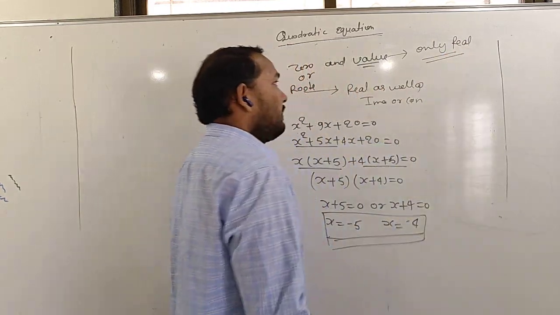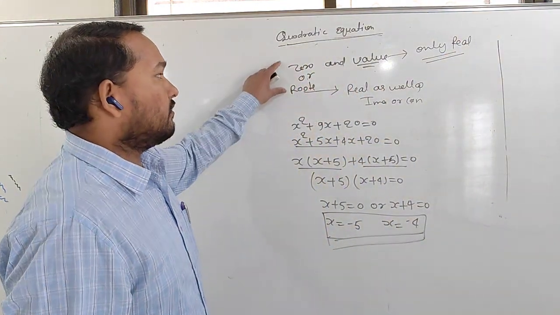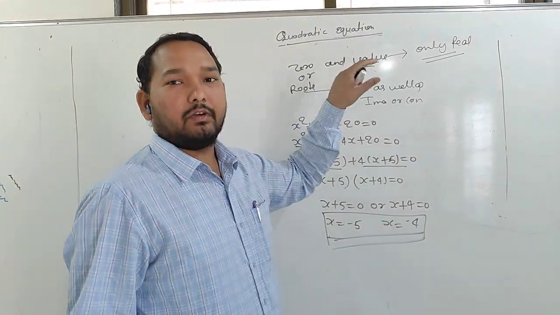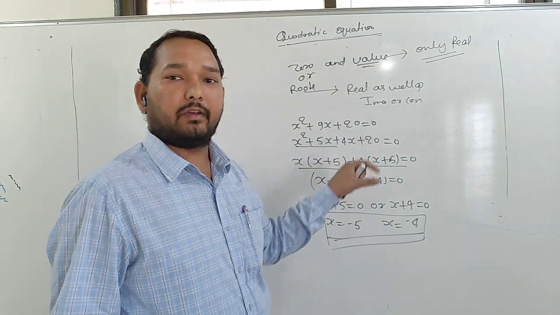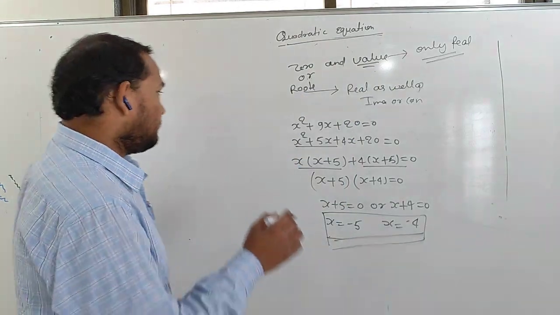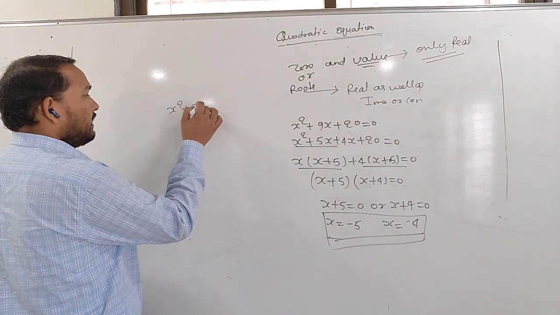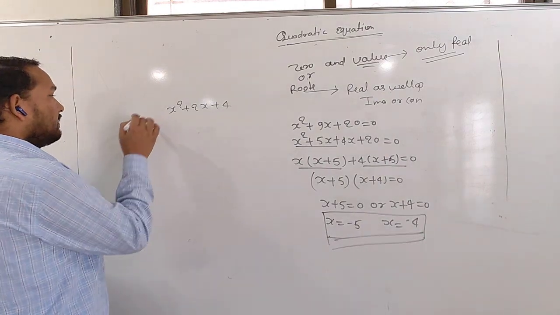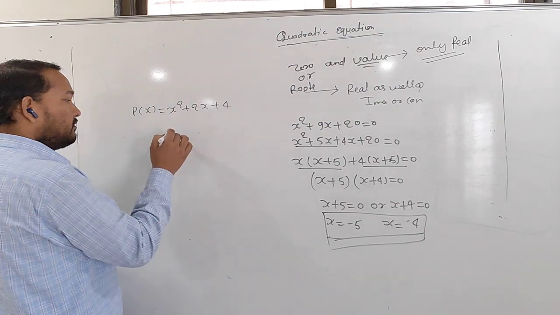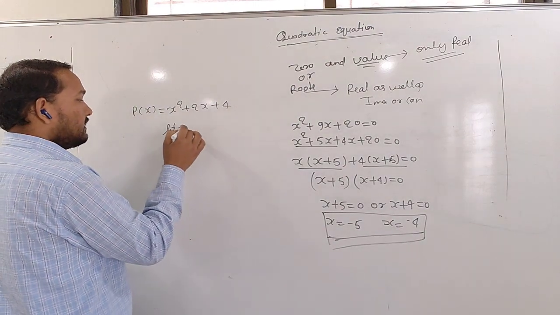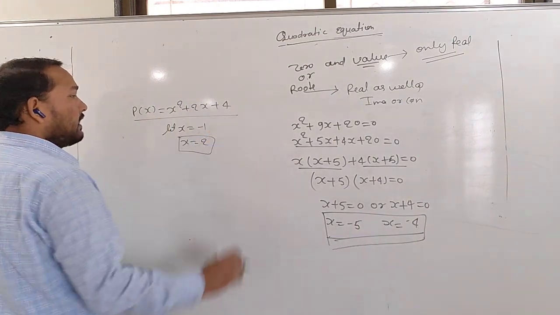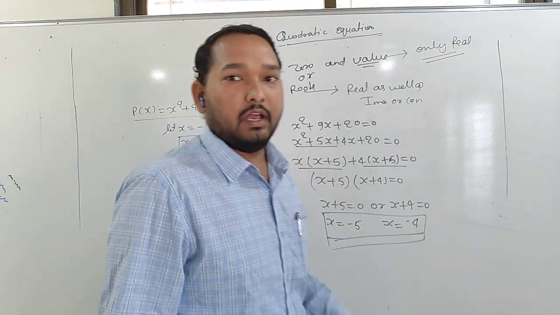Now, the next topic after covering zero and value. You also found in the previous class what the value of any algebraic expression or polynomial is. For any expression given, like x square plus 2x plus 4, that is p of x equal to, and the question gives, let's say, x equal to minus 1, x equal to minus 2, you put them in and find the value of the given expression. That is called the value.